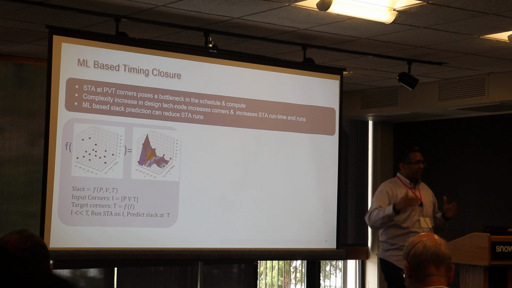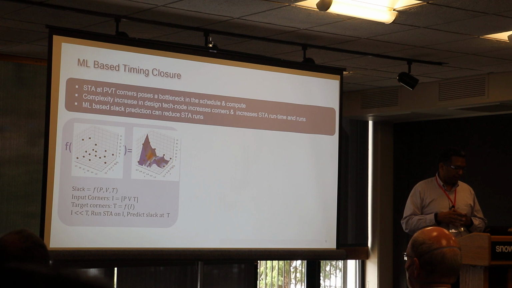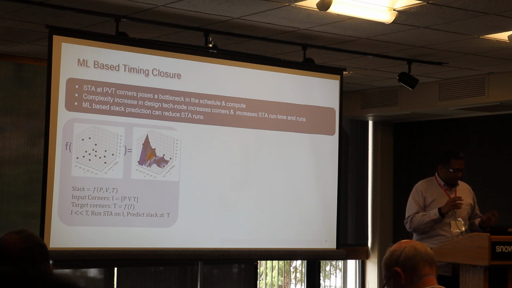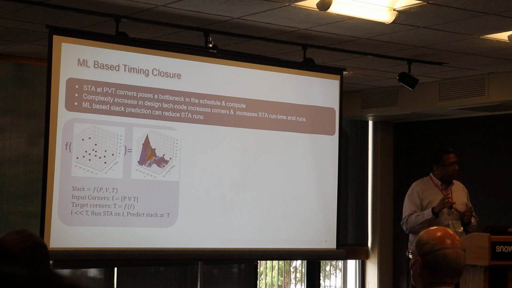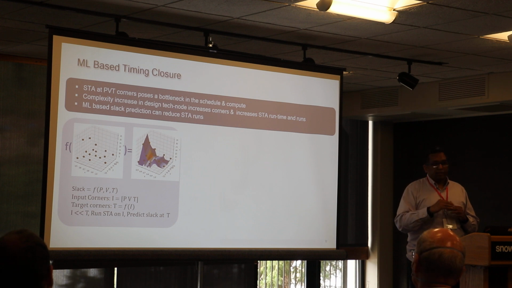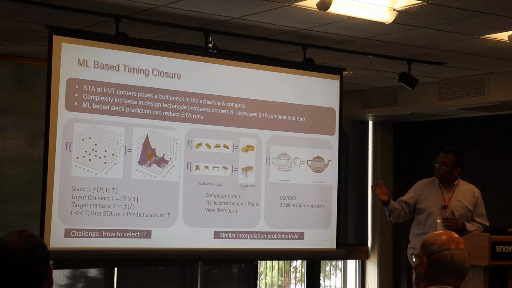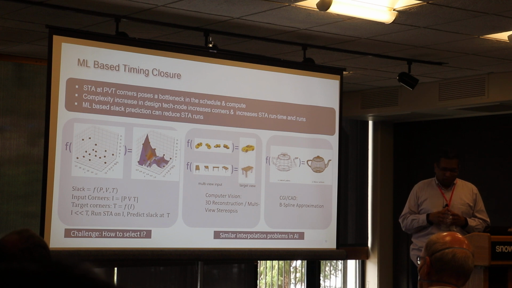So that just elongates the ECO cycle. So what this technique was trying to do is run STA in a small subset of corners and predict the slack for the full set of target corners. ML has seen these kinds of problems, the sparse problems in the multi-view services and the B-spline approximation.